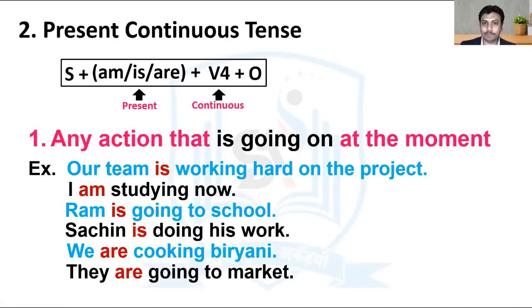I'm studying now. If someone comes to you and if they ask you, what are you doing? Tell me. You will quickly answer them. I'm studying now. Don't disturb me. Ram is going to school. There is a boy whose name is Ram. He's going to school. Sachin is doing his work. We are cooking biryani. They are going to market. So simple things that you need to understand here itself, which will say that any action that is indicated as continuous activity that is going on at a specific moment in present, a general structure that you need to understand.